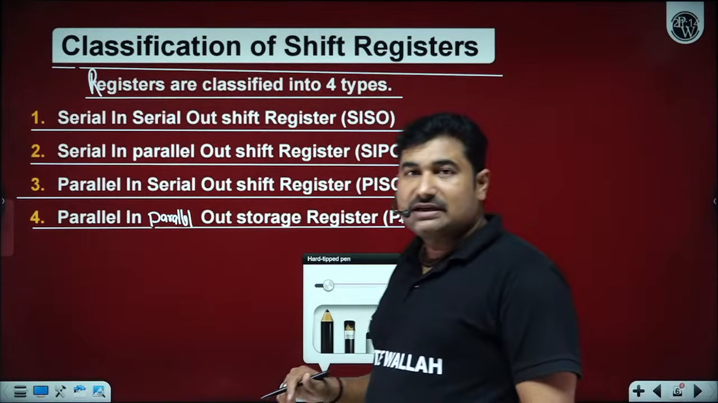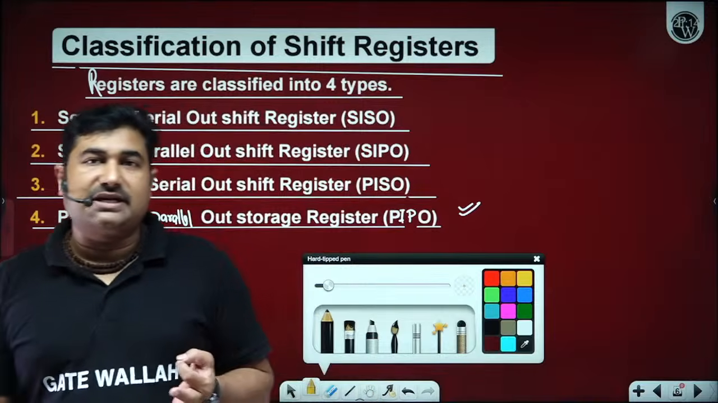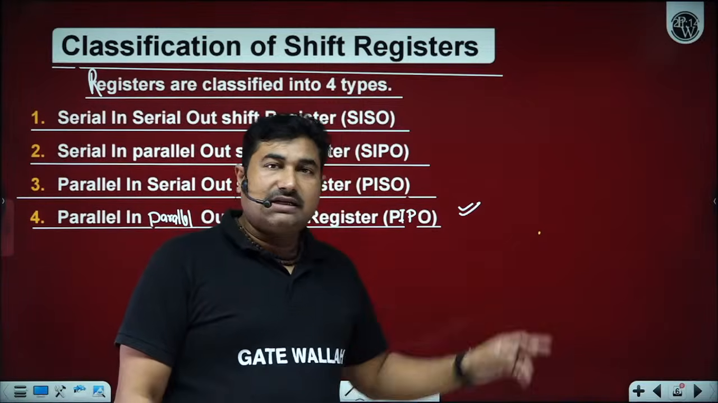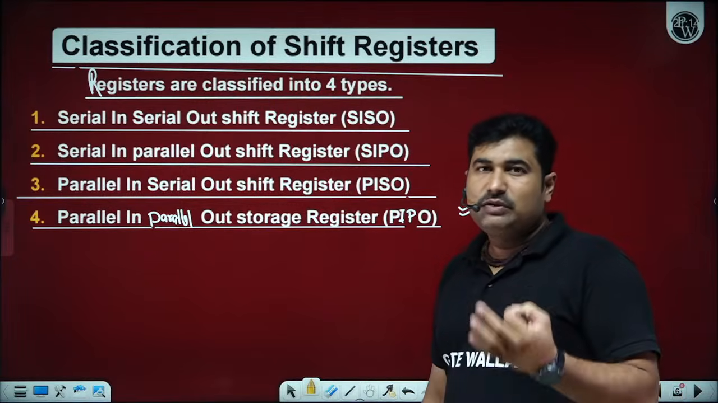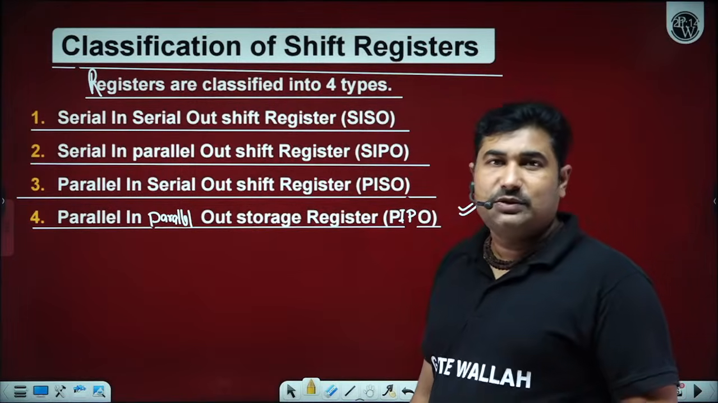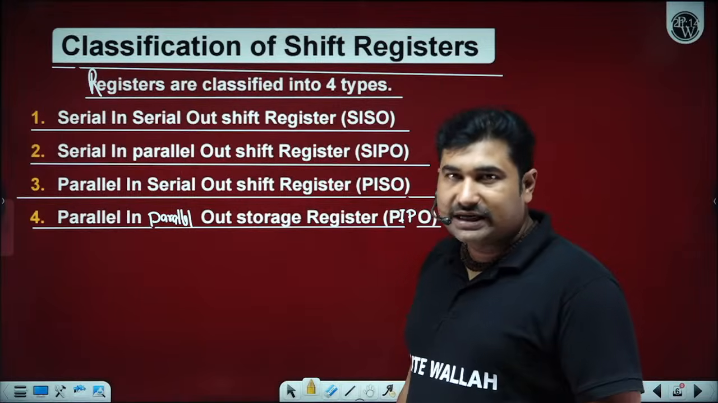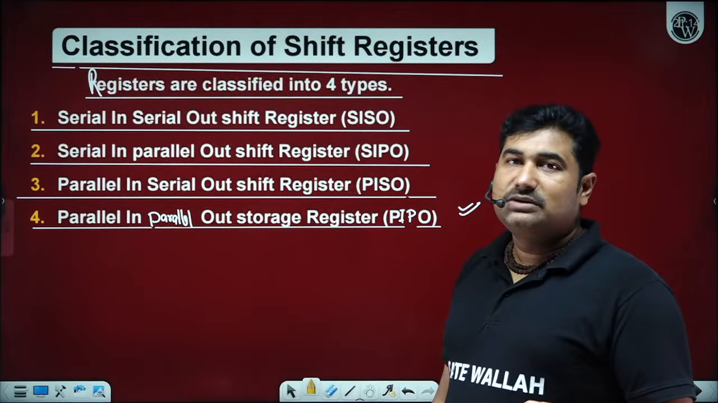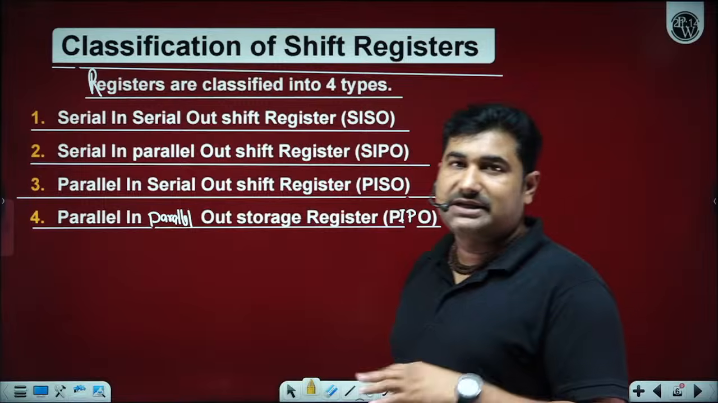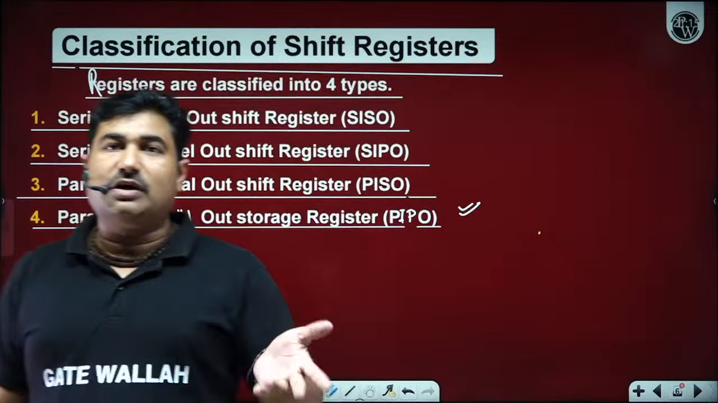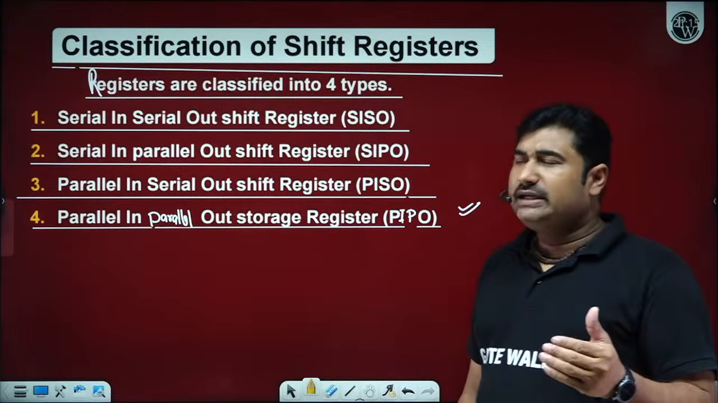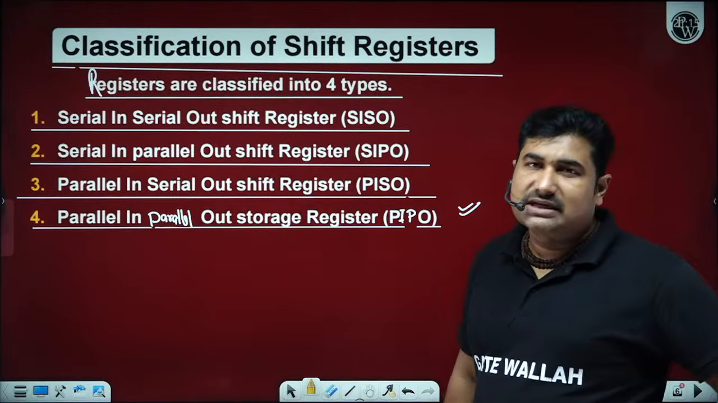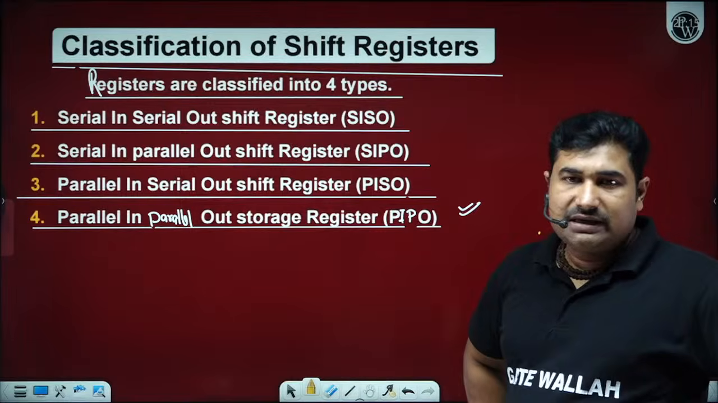Two more special registers we have. One is called a bidirectional register, and the other is called a universal register. In a universal register, you can hold the data, shift the data, store the data, or do serial in, serial out. In the bidirectional, it means you can shift left or right. So that is a universal register. Mostly in our CPUs, we use universal registers.